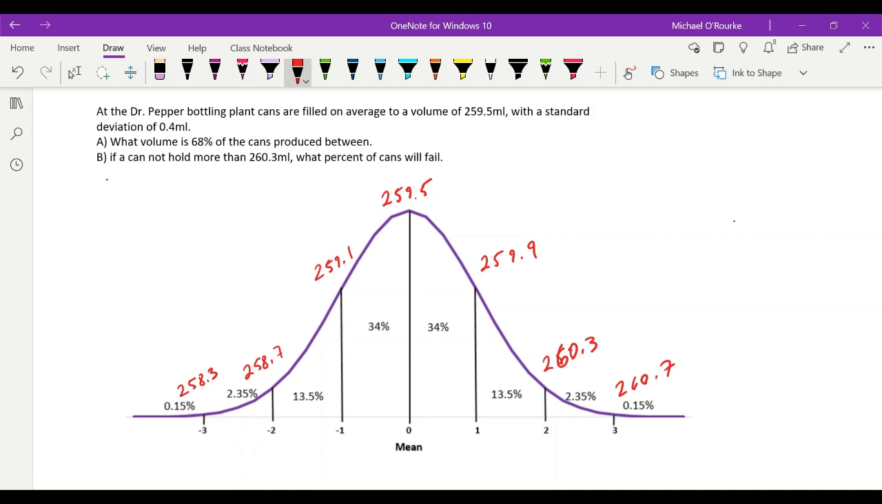Good. So question A is what two volumes? 68% is here. So that would be between 259.1 and 259.9. And for this one here, it would be this section here, which would be, what do we say, 2.5%.